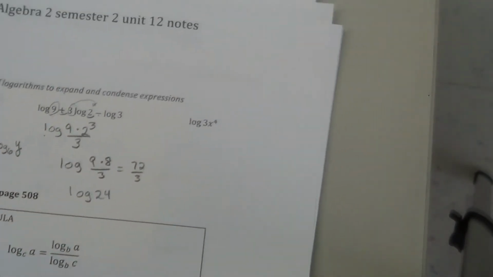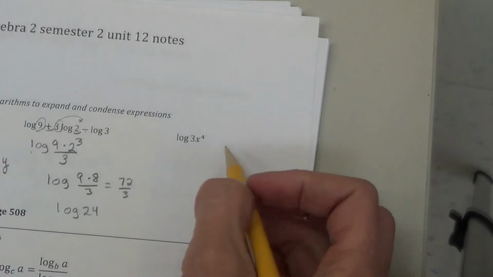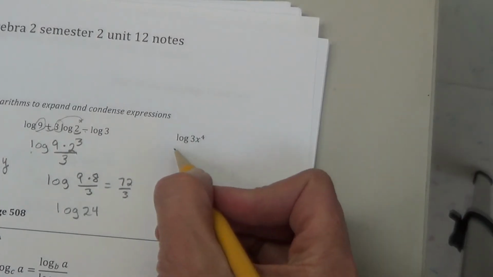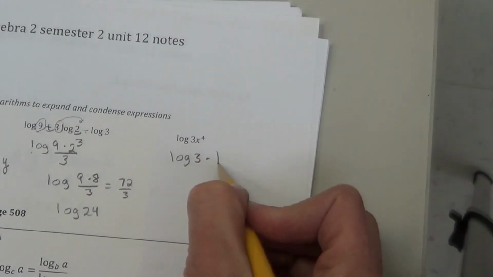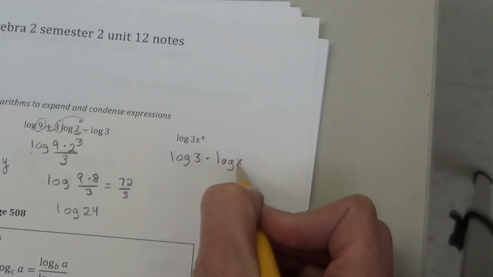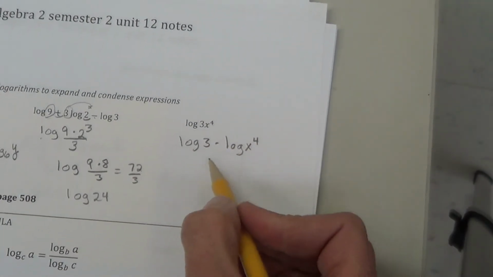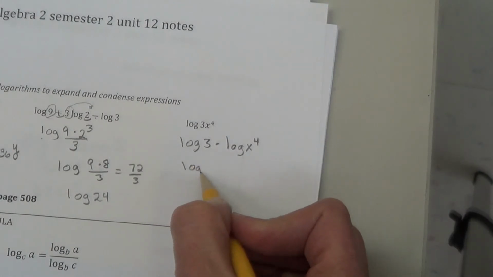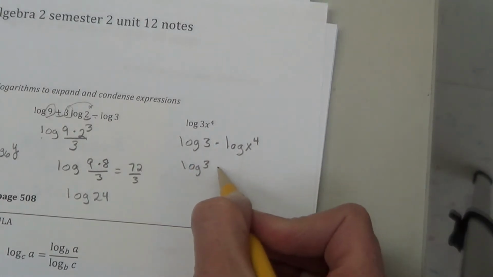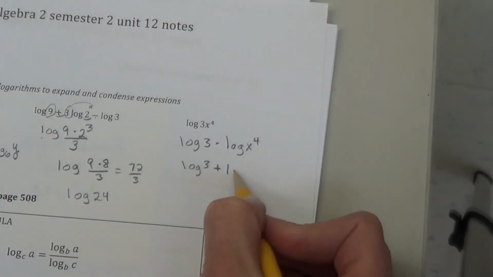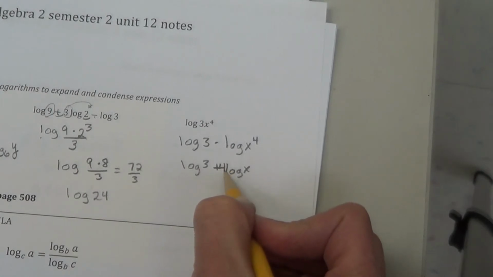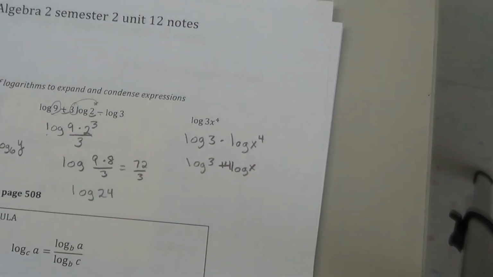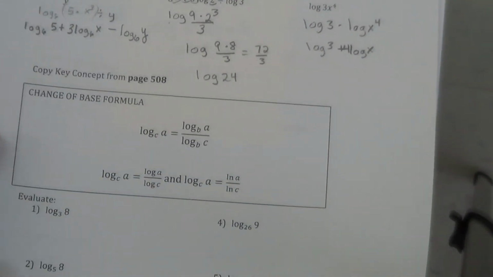The next one, it's all condensed, so let's expand it. We have a log of 3 times x raised to the fourth. That would be a log 3 plus log x. Bring the 4 into the front. And there you go.